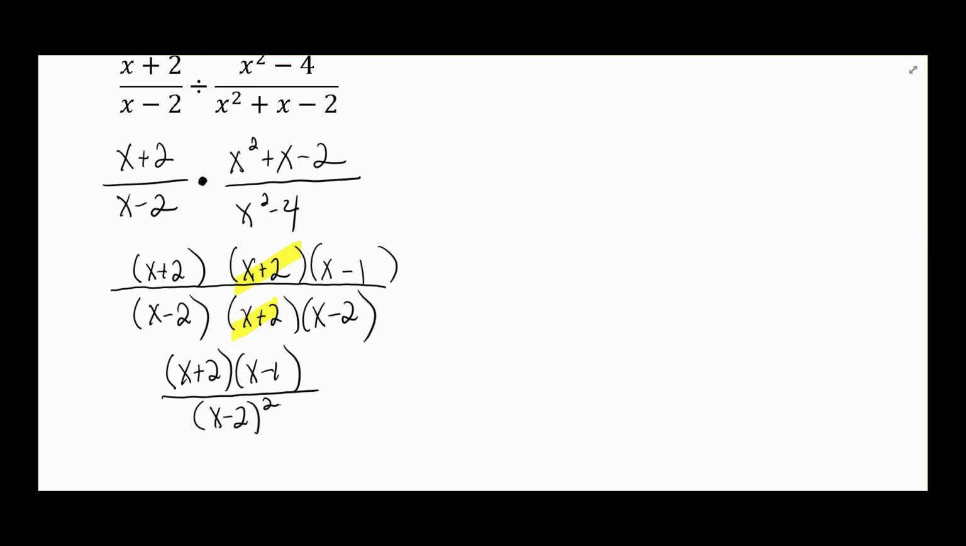Now, if you really wanted to, you could go ahead and FOIL out the top and end up with a trinomial. In the bottom, you could also multiply that out. It's not really necessary, though, so you may as well leave it in the factored form, because not only does it show you that it doesn't simplify any further, you're not going to make any mistakes as you try to multiply it out and end up getting a wrong answer because you made a mistake in extra steps. So you don't want to do that.